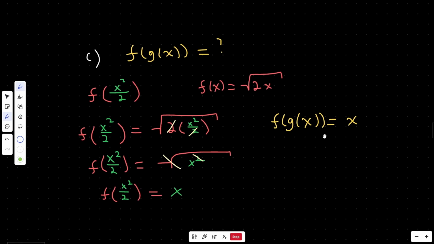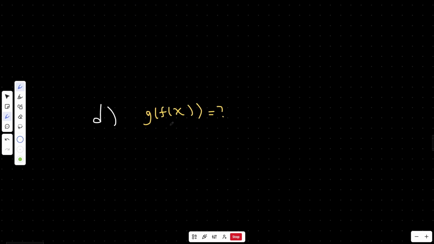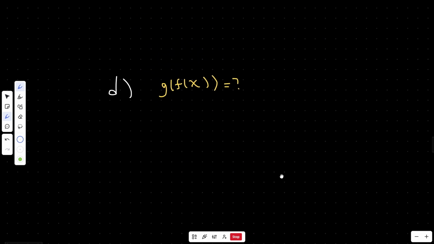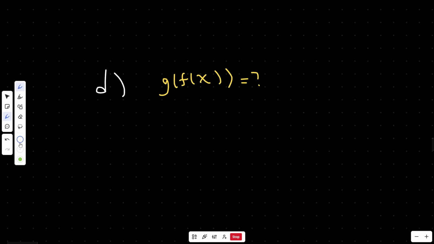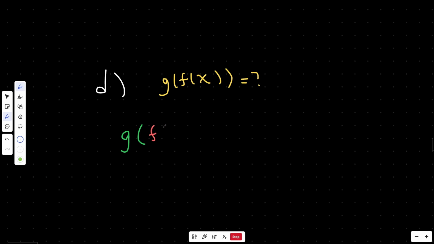Okay. Let's keep going on here. Now part D asks us g of f of x. Here it asked us f of g of x. Now it's asking us the opposite. So we're going to follow the same process that we did above. First of all, I'm going to color code this. We can say g of f of x. f of x. There we go.